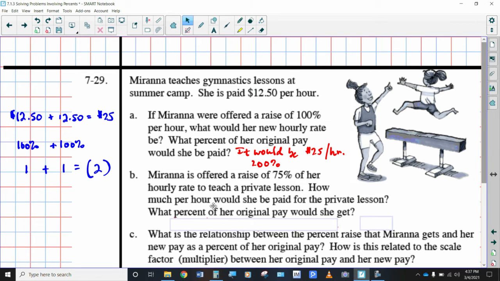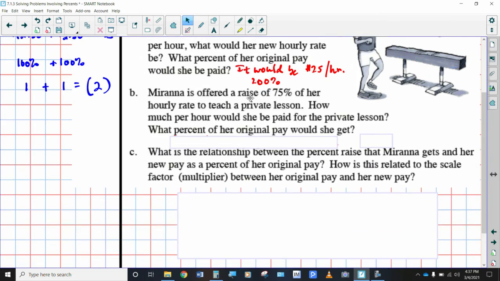Marana is offered a raise of 75% of her hourly rate to teach a private lesson. How much per hour would she be paid for the private lesson? Okay, so I want you to see if you can figure this out now. If she's getting a raise, it's not being reduced, it's being increased. So she's going to make 100% of her original plus the additional 75%.